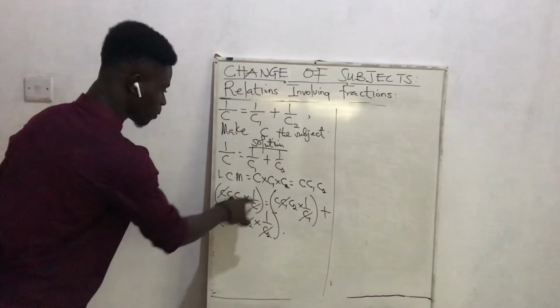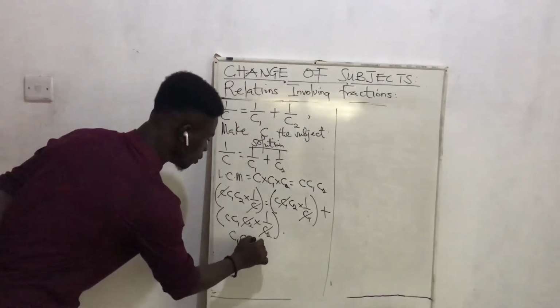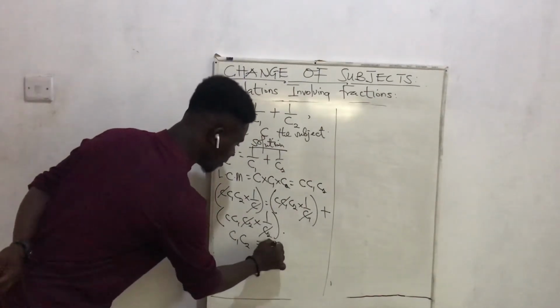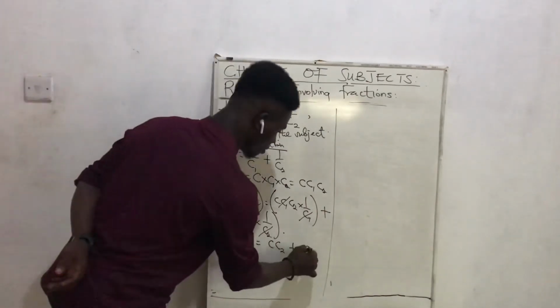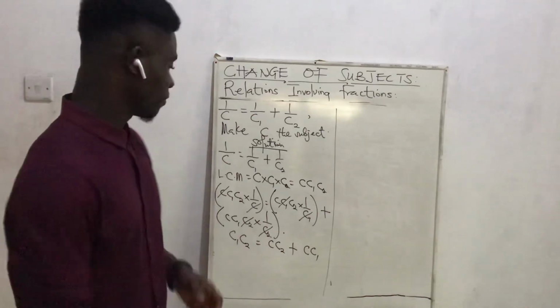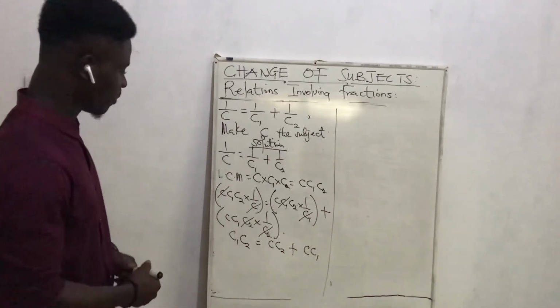C1 C2 multiplied by 1, which is the same thing as C1 C2, equals C C2 multiplied by 1, which is C C2, then plus C C1 multiplied by 1, which is the same thing as C C1. So now, we want to make C the subject.